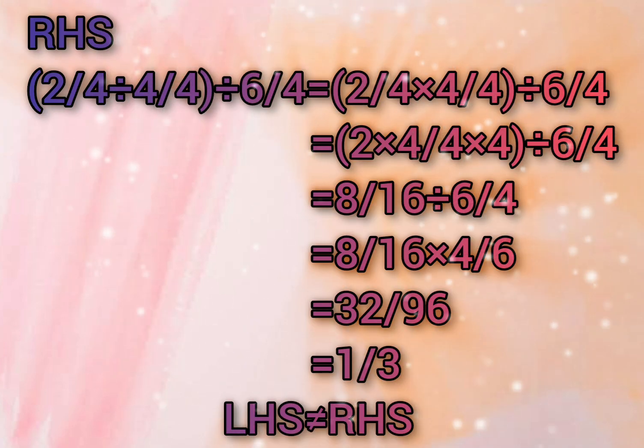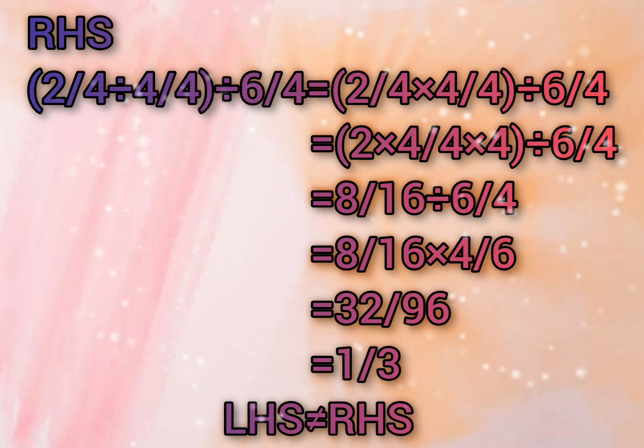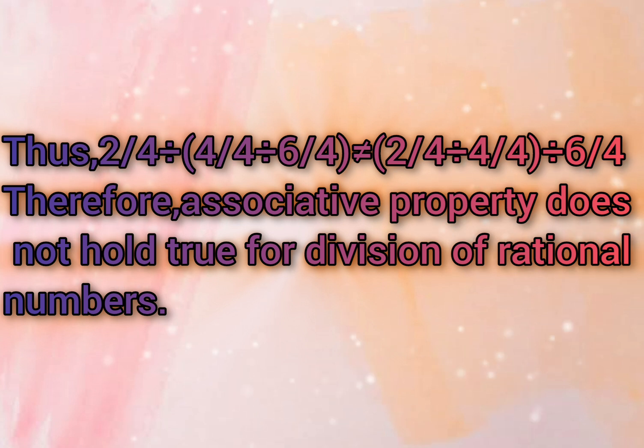Now we will calculate RHS. (2/4 ÷ 4/4) ÷ 6/4 is equal to (2/4 × 4/4) ÷ 6/4, which is equal to (2 × 4)/(4 × 4) ÷ 6/4, which is equal to 8/16 ÷ 6/4, which is equal to 8/16 × 4/6, which is equal to 32/96. When we simplify, we get 1/3. So LHS is not equal to RHS. Thus 2/4 ÷ (4/4 ÷ 6/4) is not equal to (2/4 ÷ 4/4) ÷ 6/4. Therefore, associative property does not hold true for division of rational numbers.